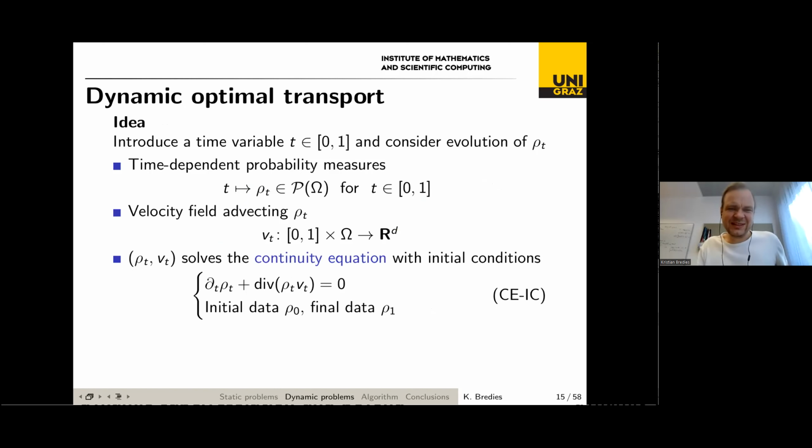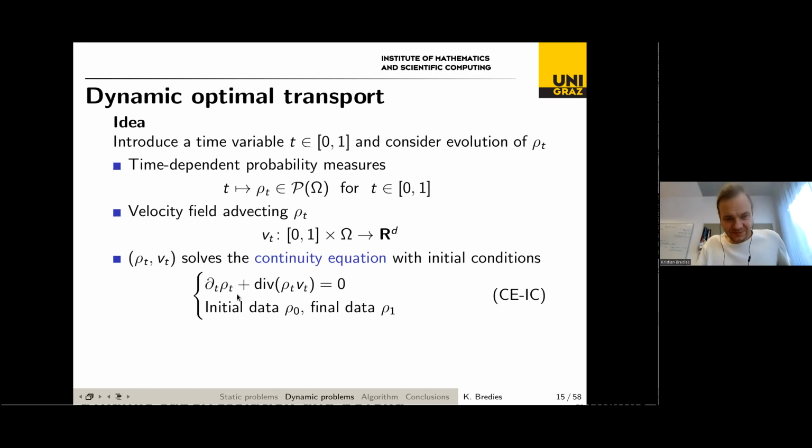Now, dynamic optimal transport is a little bit different. Here, the idea is that instead of having two probability distributions, you consider a curve of probability distributions, which you call rho t. For each t, you have such a probability distribution, and then you subject them to the continuity equation. The continuity equation tells you that you have a velocity field, which is not clear at the moment, but it looks like this, and the velocity field advects this mass. This is how you can formulate that.